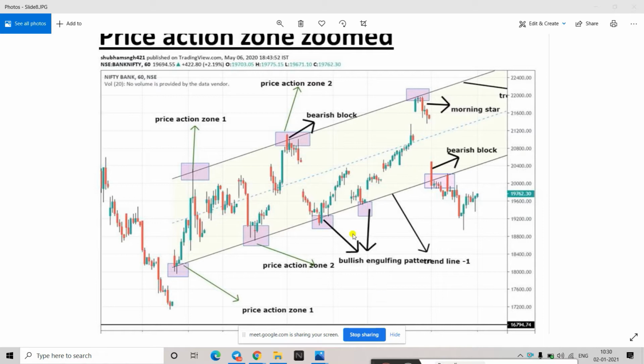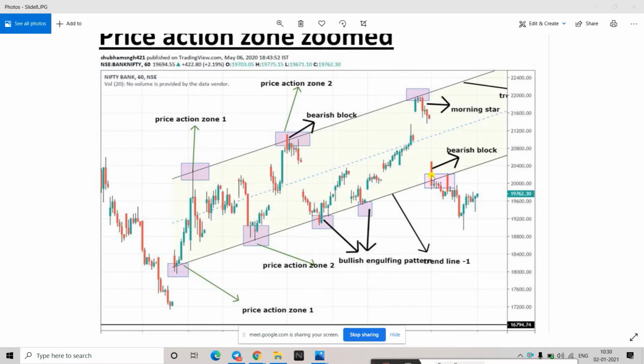Understood, guys. This is a trend line. All right, so this is here. If you could see, this is a bullish engulfing pattern. That is also a decisive candlestick pattern, so we can take a trade based on it. Here there is a bearish block pattern, which is also a decisive pattern. So we can trade over here.